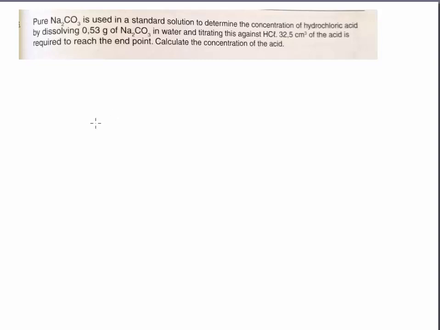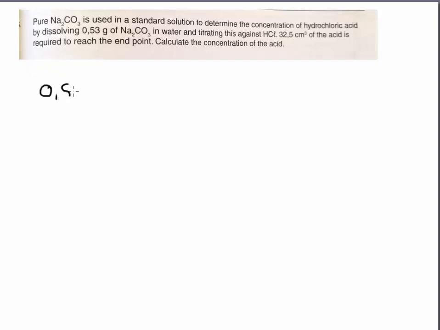Let's have a look at this problem question from Acids and Bases in the grade 11 physical science syllabus. Pure Na2CO3 is used in a standard solution to determine the concentration of hydrochloric acid by dissolving 0.53 grams of Na2CO3 in water and titrating this against HCl. So as you can see here, we are looking at a titration or acid-base neutralization reaction.